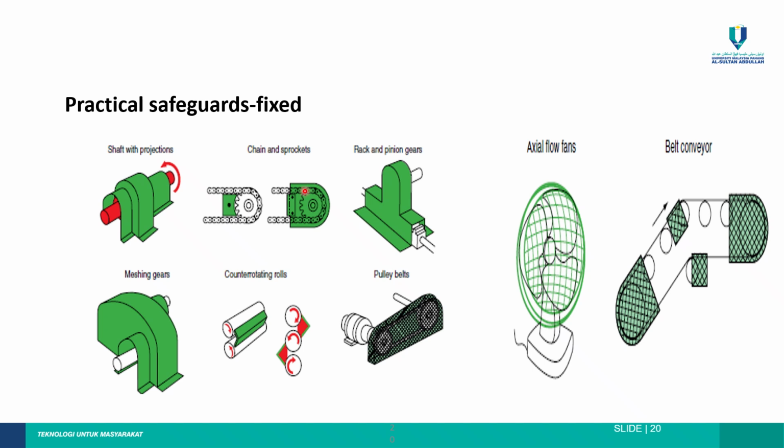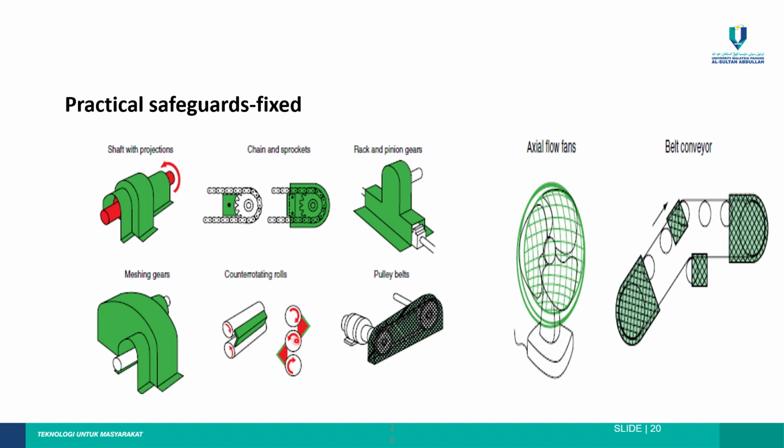Then for chain and sprockets, for example, in our motorcycles, it should be protected. We have had several incidents whereby the clothing of ladies especially got trapped in chain and sprockets because they didn't have a proper guard. Okay, rack and pinion gears, meshing gears, counter rotating rolls. This nip part is required to be protected with guarding because it is counter rotating. You might trap your fingers or your hand in it.